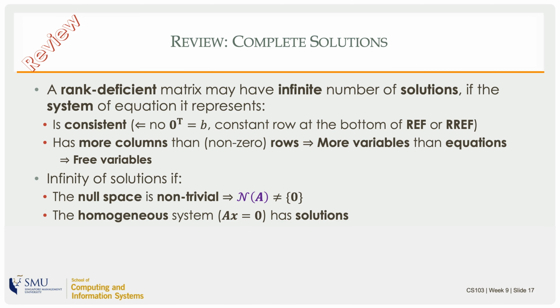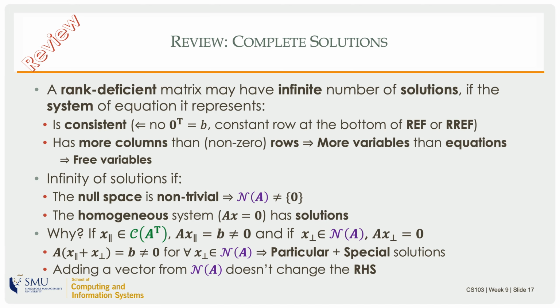Null space will always have the 0 vector because Ax equal to 0 will always have a solution when x equal to 0. So Ax equal to 0 is never inconsistent because the right hand side is already 0. So there's no 0 equal to non-zero possible because right hand side is already 0. So infinity of solutions when there is a non-trivial, which means non-zero x such that Ax equal to 0.